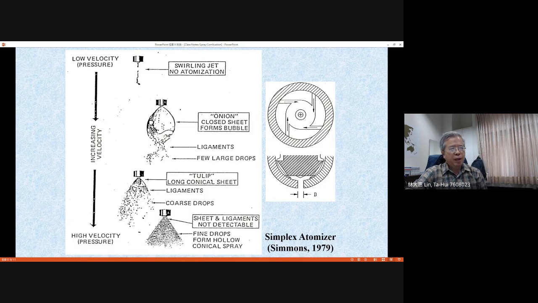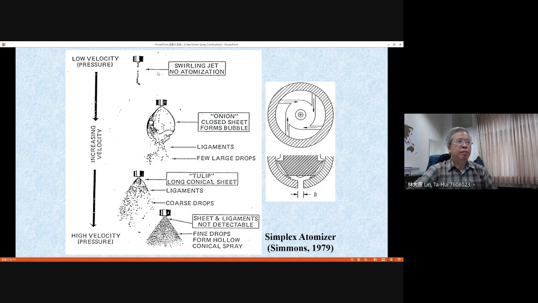But for the very high velocity, you cannot see the sheet. You do not even have a very detectable ligament. You just have very fine droplets occurring very close to the tip of the injector. In this case, this is a fully atomizing spray that you may have.